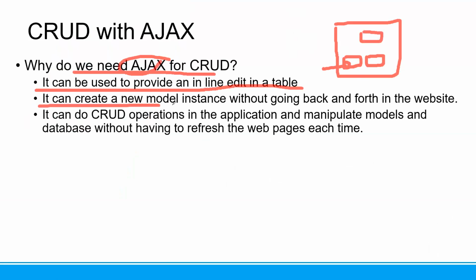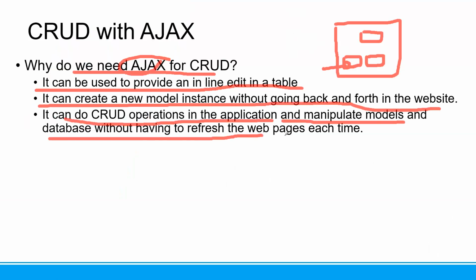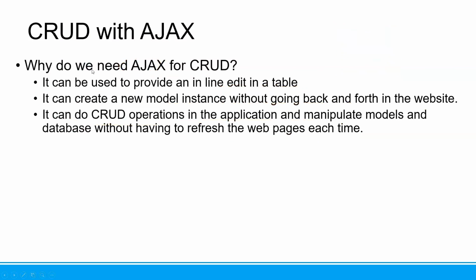It can create a new model instance without going back and forth in the website. So you don't need to click submit, you don't need to click cancel, but you can do it directly in the same page. And then it can do CRUD operations in the application and manipulate models and database without having to refresh the web pages each time. So there are many advantages if you know how to use CRUD in Ajax.